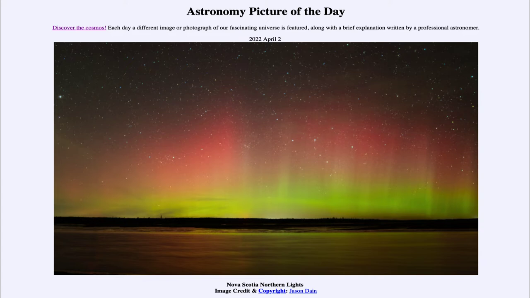In the lower regions, we see a greenish color caused by oxygen atoms. And in another up higher region, we see a red color also caused by oxygen atoms. So the different colorings depend on the different densities of the atmosphere at the regions in which these are formed.